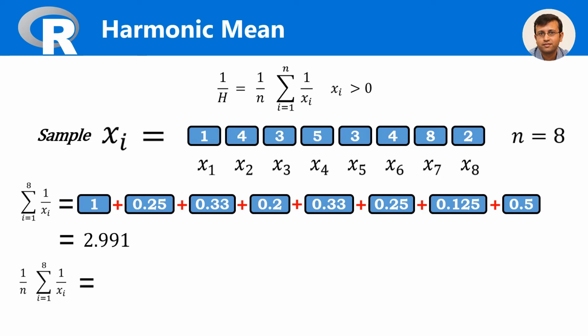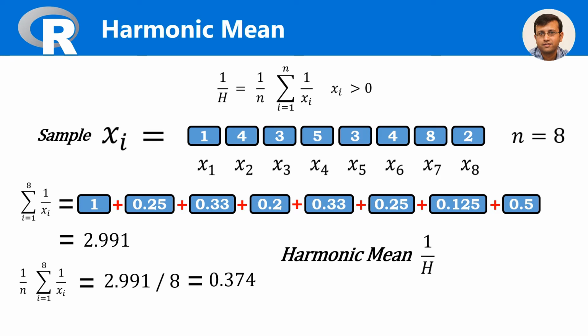So now the result is the sum of all the values, which is 2.991, divided by the number of elements in the sample, which is 8. So we have 2.991 divided by 8, which is 0.374. So the harmonic mean is 1 divided by this value of 0.374, which gives the result as 2.674.